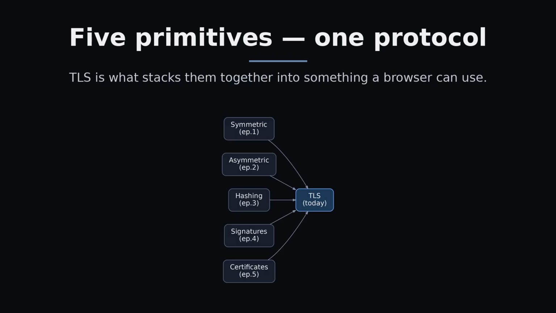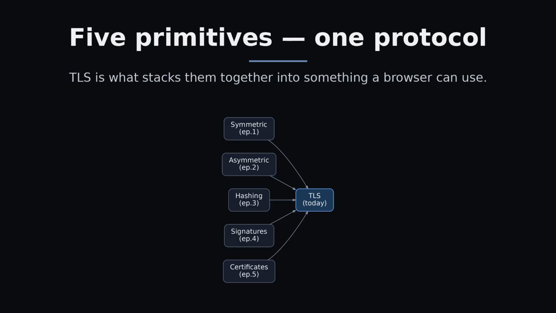5 episodes in, we have every piece of cryptography the modern web depends on. Symmetric encryption to scramble bulk data fast. Asymmetric encryption to exchange a secret in the open. Hashing to detect tampering, signatures to prove a message hasn't been swapped, certificates to prove a public key actually belongs to who it claims. Today we look at the protocol that combines all 5 into a single negotiated session between 2 strangers on a hostile wire.